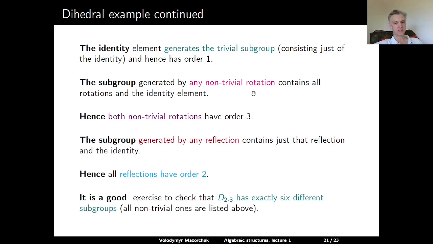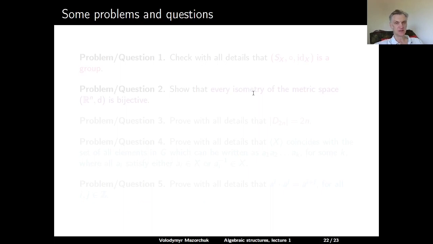And it's a good exercise to check that this dihedral group has exactly 6 different subgroups. The identity subgroup, 3 two-element subgroups corresponding to the reflections, 1 three-element subgroup consisting of all rotations including the identity, and the whole group. Some problems and questions at the end.